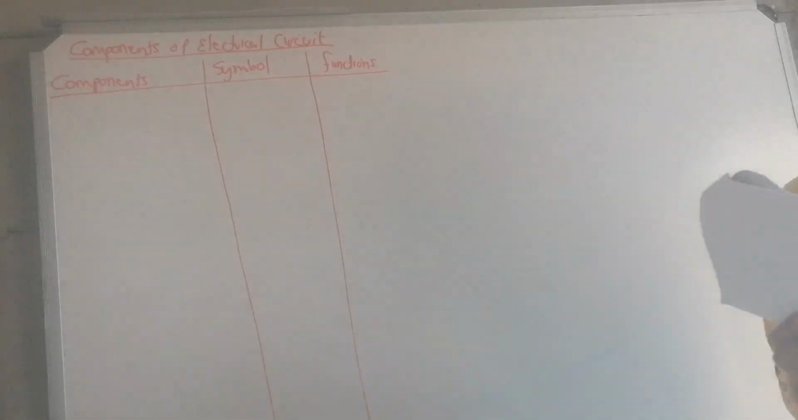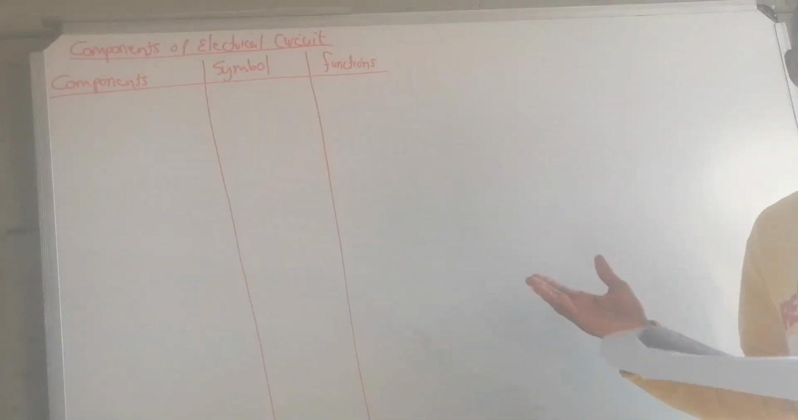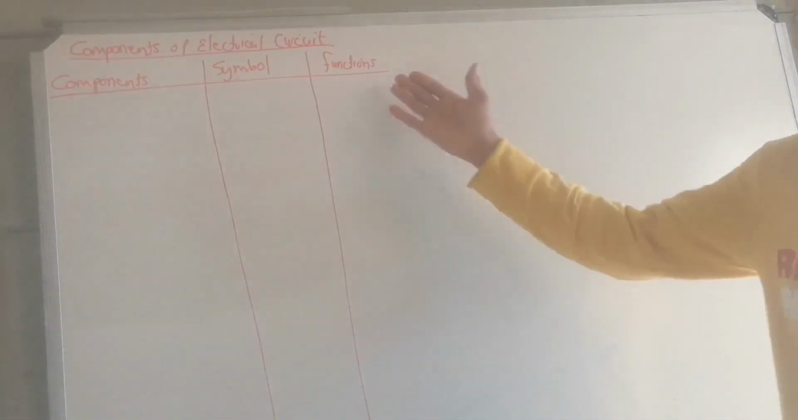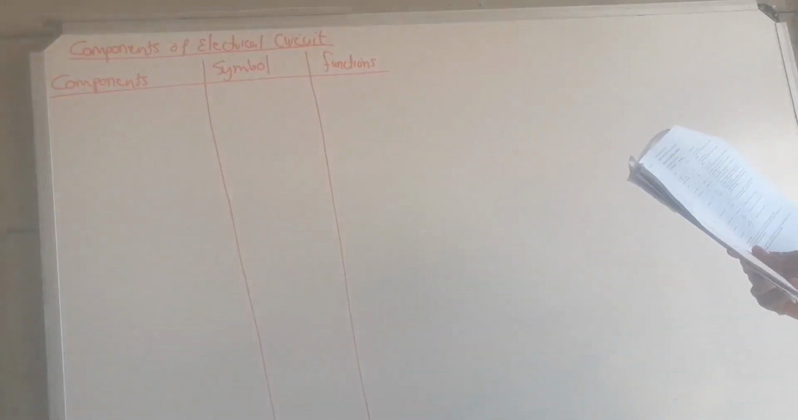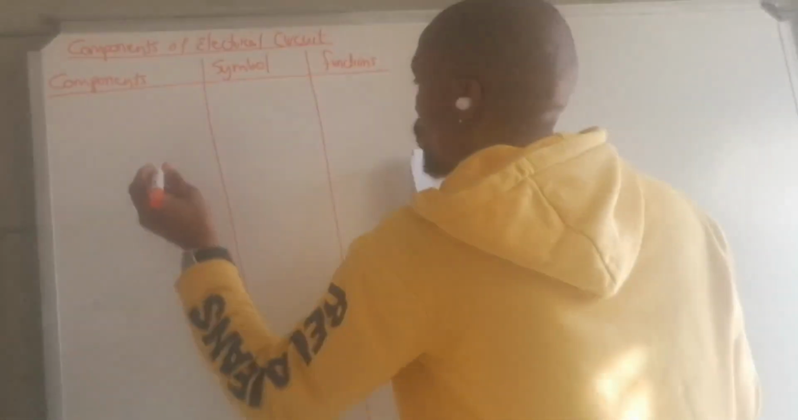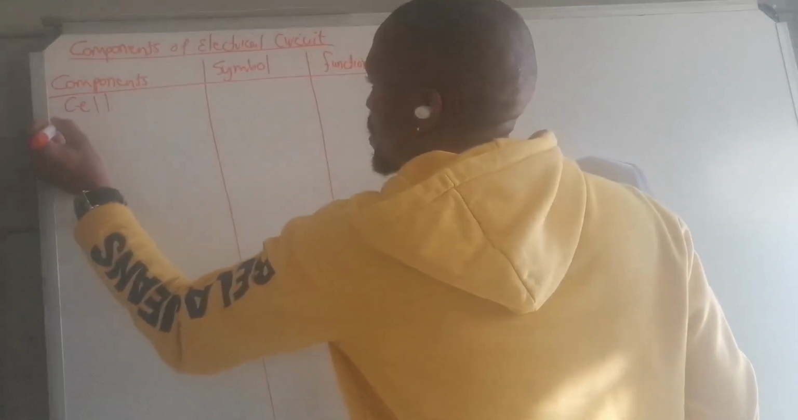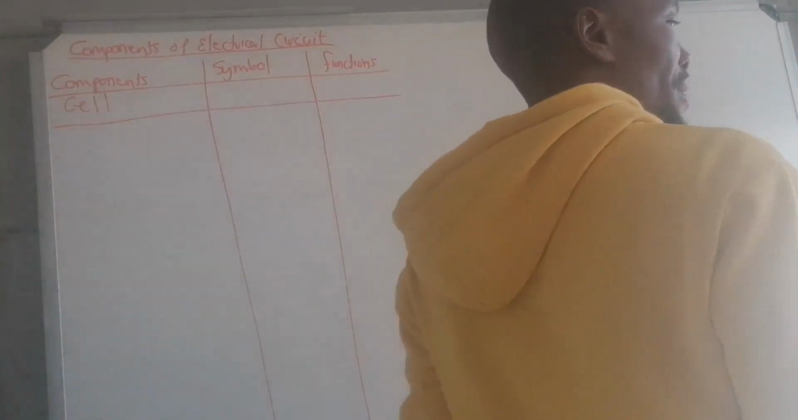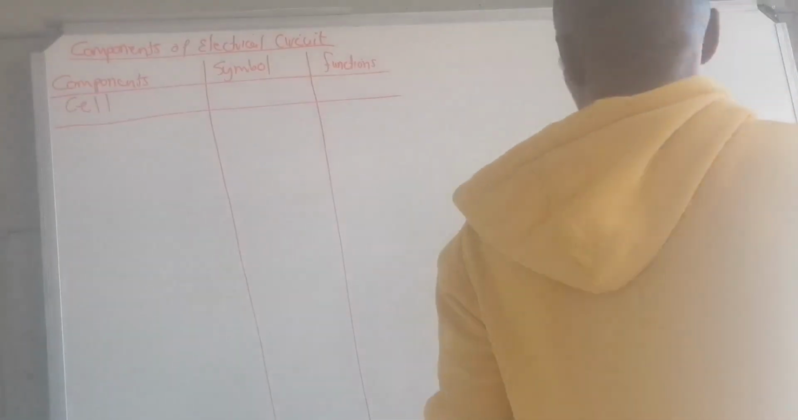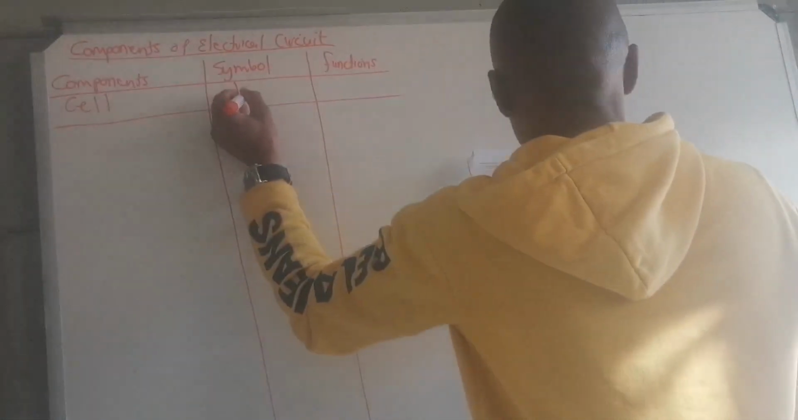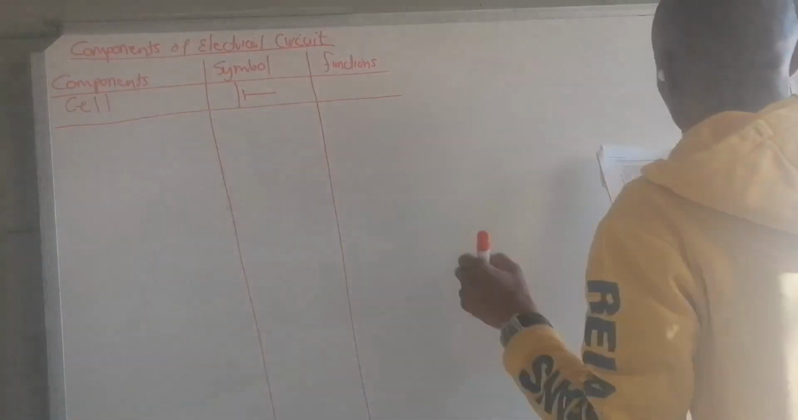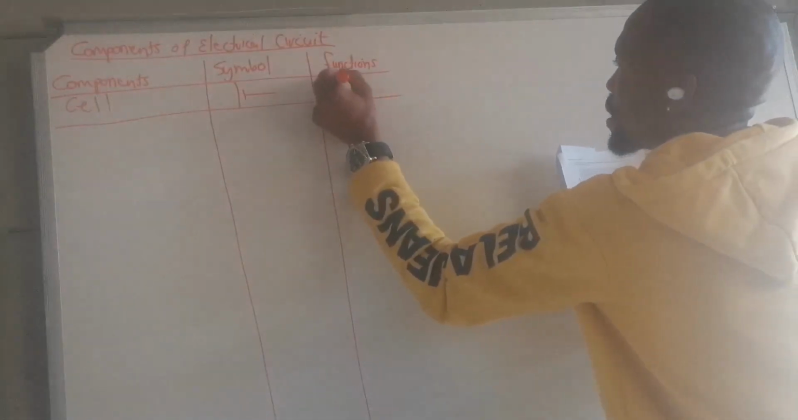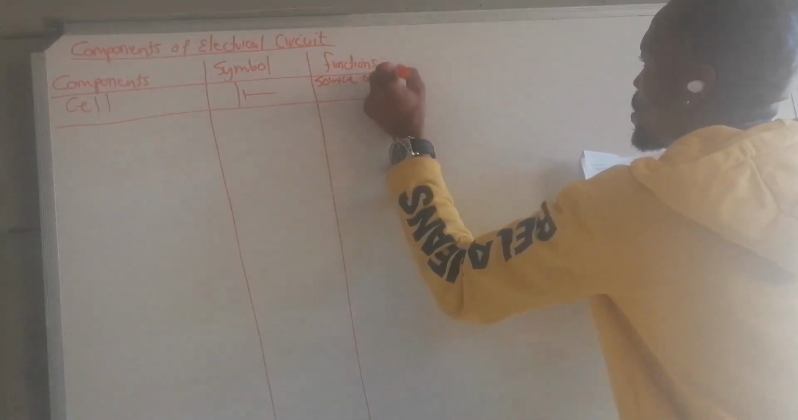Sometimes you can have a component and you have to give its symbol or its function, and sometimes you have a function and you have to give the component that represents it. So the first one we will be looking at is a cell. The function of a cell is that it is the source of energy.